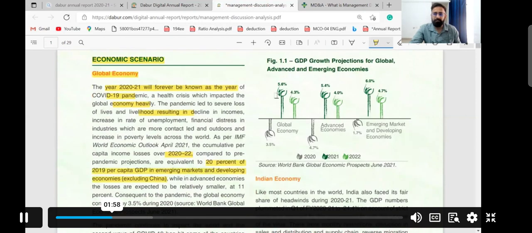You can see they have given you the chart. With the help of this chart, you can analyze in short the GDP projections for global advanced and emerging economies, right? So if I talk about the global economy, here you can see detail is given for 2020, 2021 and 2022. So if you see GDP in 2020, it was 3.5%. Then a decline, I think they are talking about decline. World Bank projected June. So here if you see, there was a decline in GDP, 5.6%, 4.3%. And the same information they have given here for advanced economies and emerging market and developing economies, right?